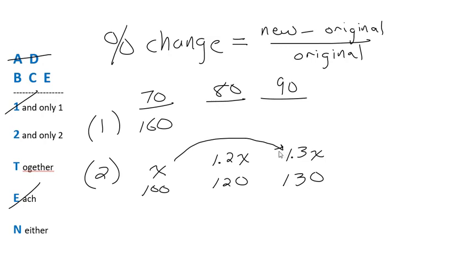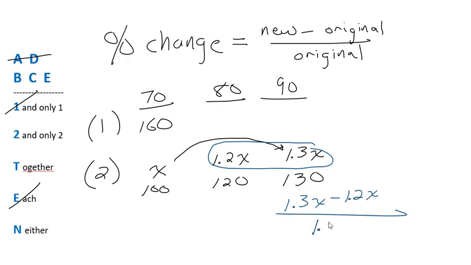Now we're asked for the percent increase between 1980 and 1990. Can we find that? Yes. Percent change, new minus original over original. The new number is 1.3x. The original, 1.2x, divided by, again, the original, 1.2x. We don't have to go any further. That is enough information to answer the question. Statement 2 gives you sufficient information to answer the question. The answer is B. We don't have to go any further.